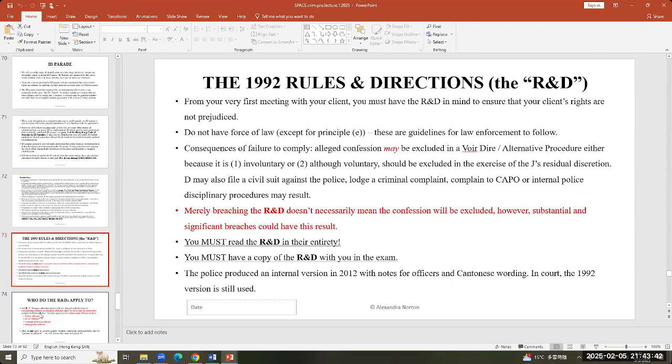If the police don't comply with the rules and directions, then the confession may be inadmissible. But just because they breach a minor provision of the rules and directions doesn't mean that the confession will be inadmissible. You must have a copy of the entire rules and directions with you in the exam. So print it out and take it with you.